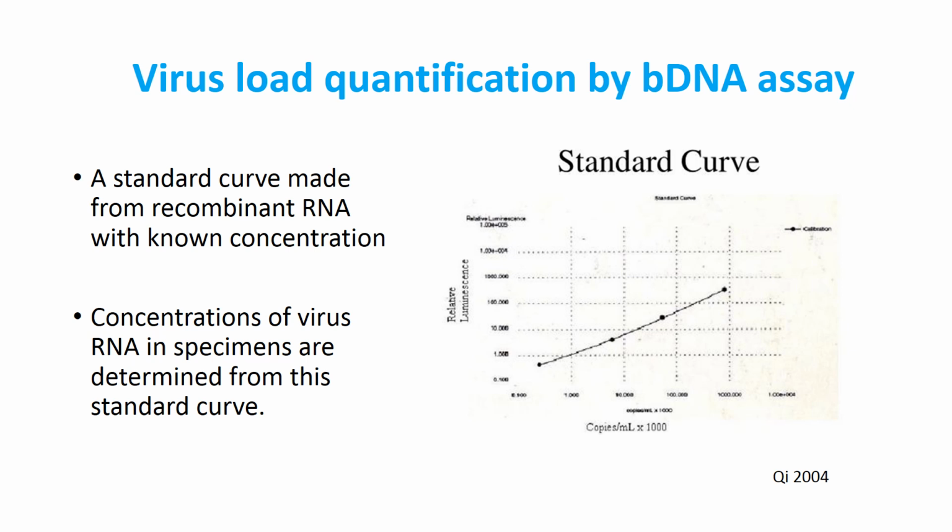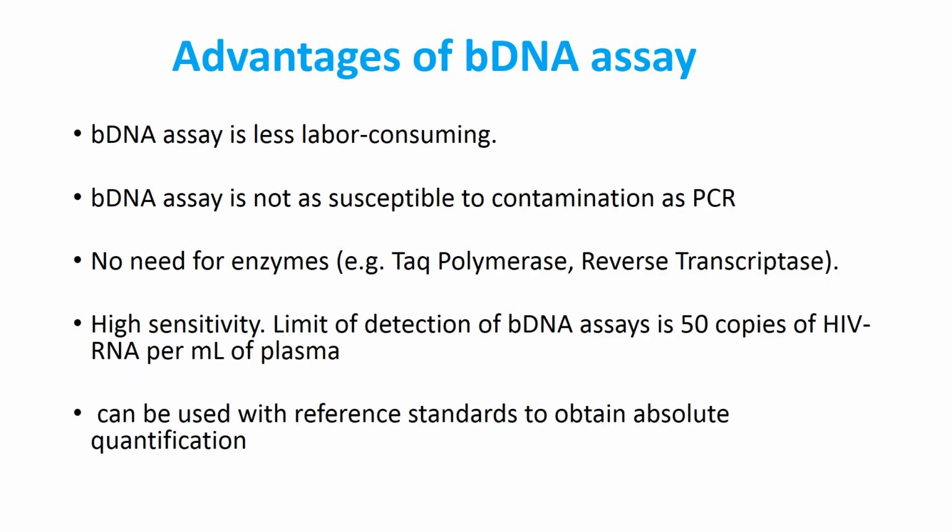Currently, branched DNA assay is mainly used for viral load quantification of HIV and HCV. If different concentrations of recombinant HIV RNA are tested for the intensity of chemiluminescence, a standard curve can be made. If the intensity of chemiluminescence is known for the tested sample, the concentration of HIV RNA in the tested sample can be obtained from the standard curve.